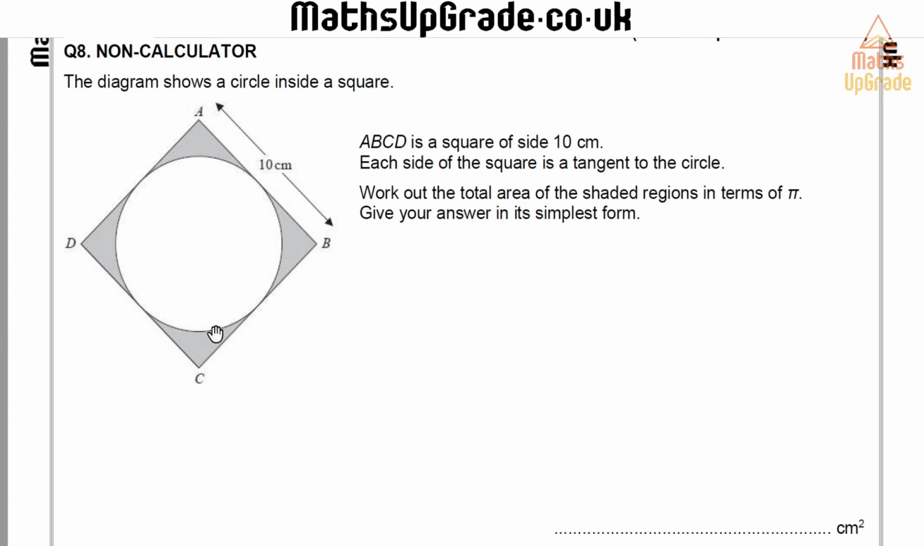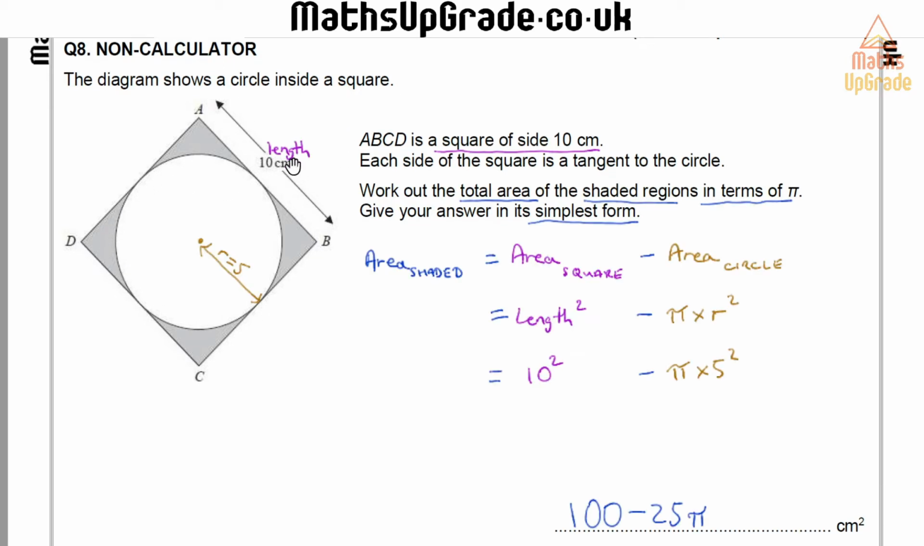So the total area of these 4 sections in terms of pi. Okay, so the way I'm going to do this is I'm going to find the area of the square, because I know one length of the square. I'm going to find the area of the circle, because I know the diameter of the circle, so therefore I can find the radius of the circle. Then I'm going to subtract those 2 areas to give me the area of the shaded sections. Okay, so this is how I'm going to do it.